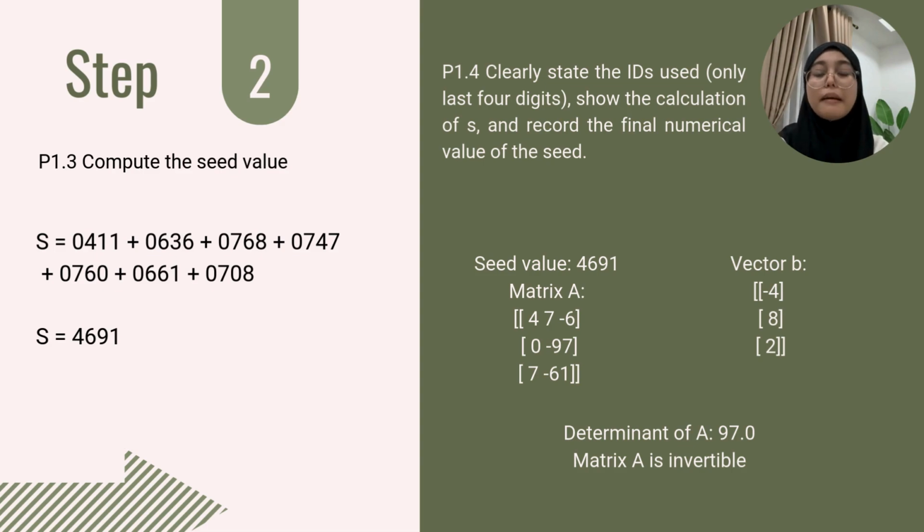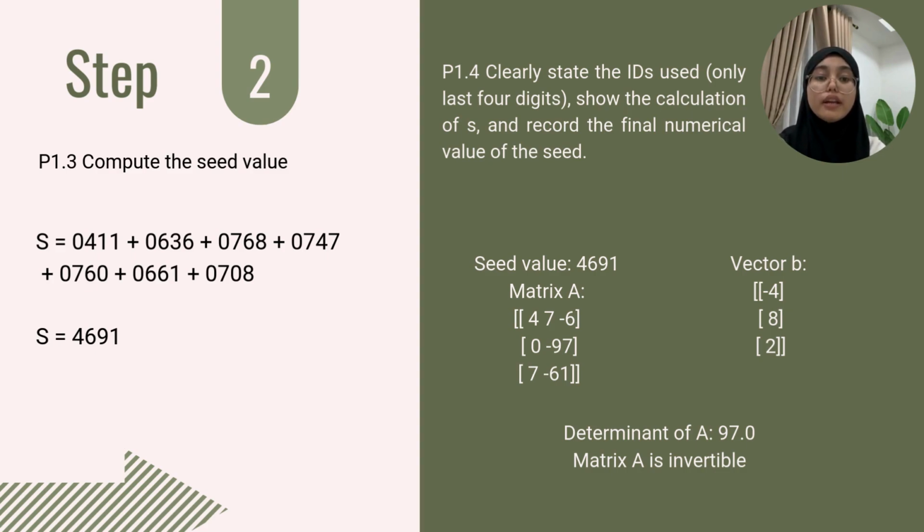Step 3: Generate matrix A and vector B. Use the C value of 406.691 to generate matrix A and vector B. The generated matrix A has rows 407, negative 6, negative 97, negative 61. And the vector B is B equals negative 4, 8, 21.